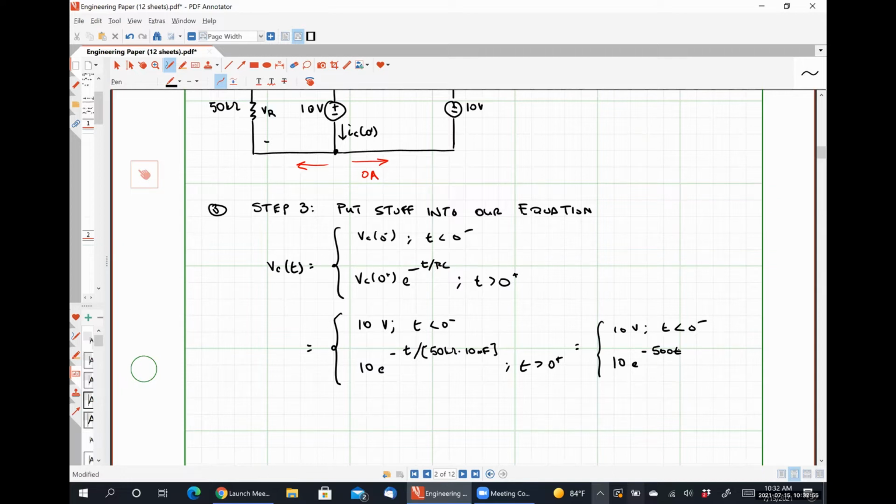Is everybody okay with what I've just done? Yeah. Please, so. All right. I like to express my answer as e to the something t, and I don't particularly enjoy using fractions, so that's why I did it that way. So this quantity right here, this 500, is exactly 1 over RC.